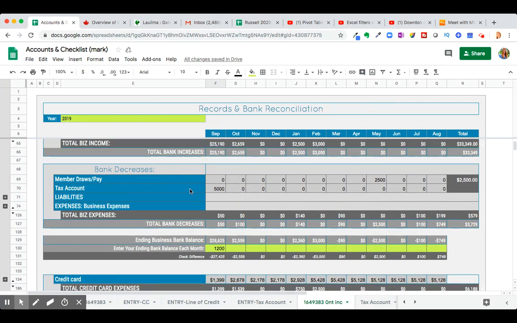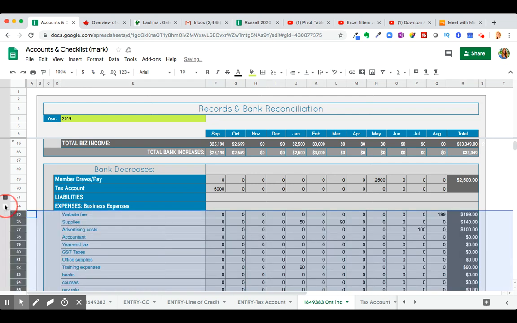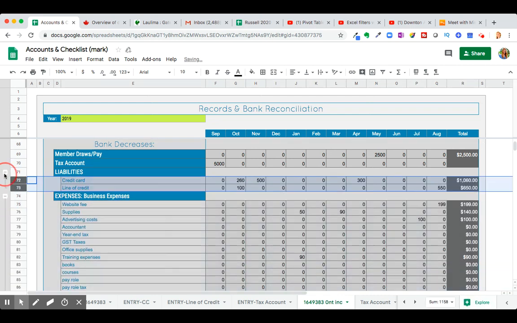Bank decreases, everything's going to update. Your business, you can see these on the side. It opens things up. These two lines under bank decreases, this is where you'll see your credit card payments and your line of credit payments. I presume those come out of your main bank account. If not, just let me know and I can edit it.